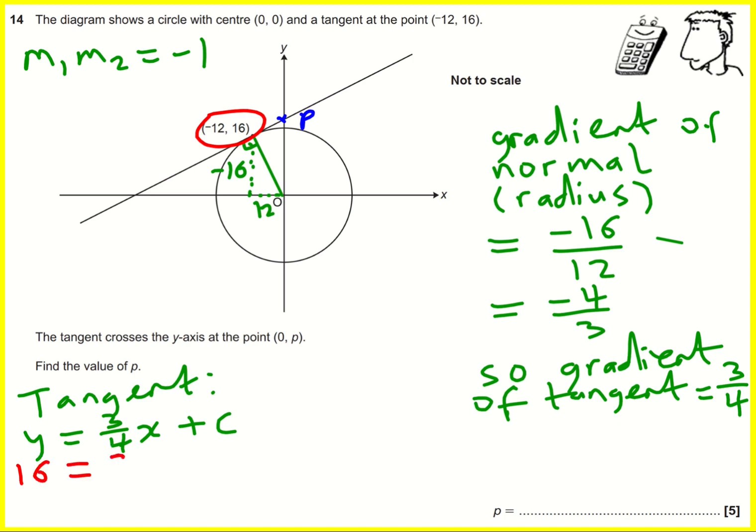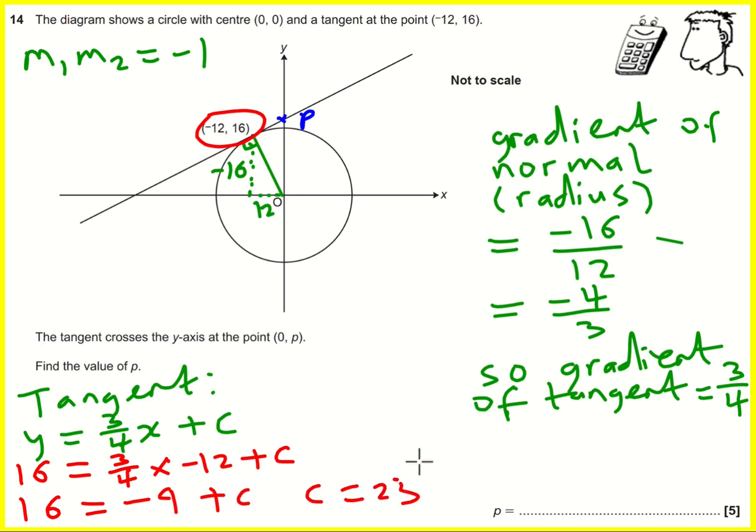16 equals 3/4 times minus 12 plus c. And that means, what is 3/4 of minus 12? Well, 1/4 of minus 12 is minus 3 because it's minus 12 divided by 4. So 3/4, I times by 3, I'm going to get minus 9. And then we get that c is equal to 25. And I have the equation of my tangent if I want it.